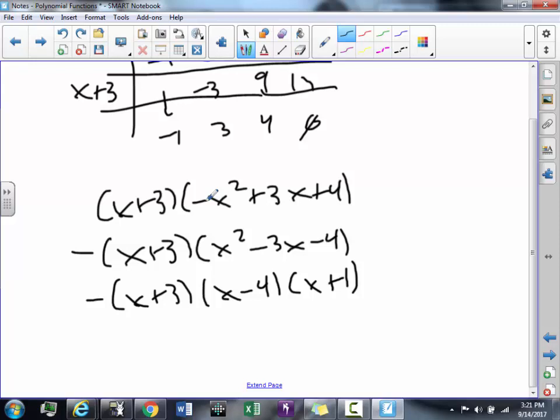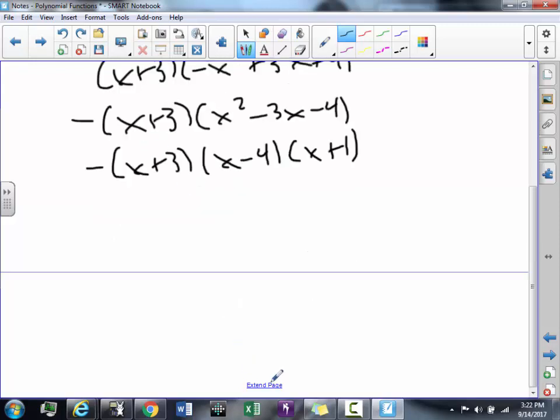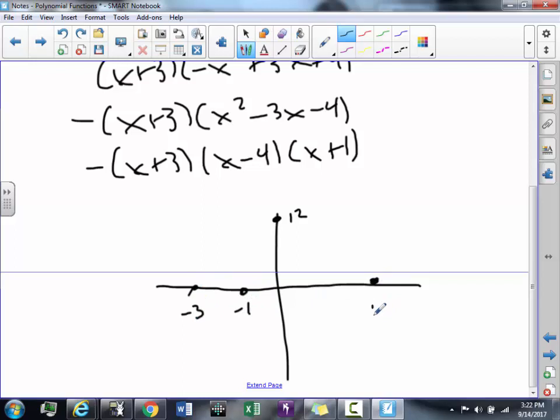I find the better way of doing it is to factor the negative in front, pull that out in front, and then you have x squared minus 3x minus 4. And then that solves your problem. Well, let me just graph this out real quick here. You're going to have a y-intercept up here of 12. You're going to have an x-intercept of negative 1, negative 3, positive 4, and with a negative slope kind of to it, it would look roughly like this.